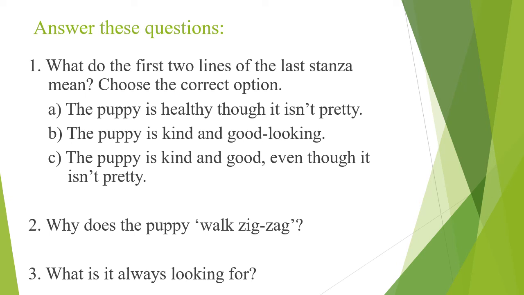Question number 3. What is it always looking for? Now we have said that the puppy is always looking for something. What is that thing that the puppy is always looking for? Find out the answer. Got the answer? Write it down. Very good.